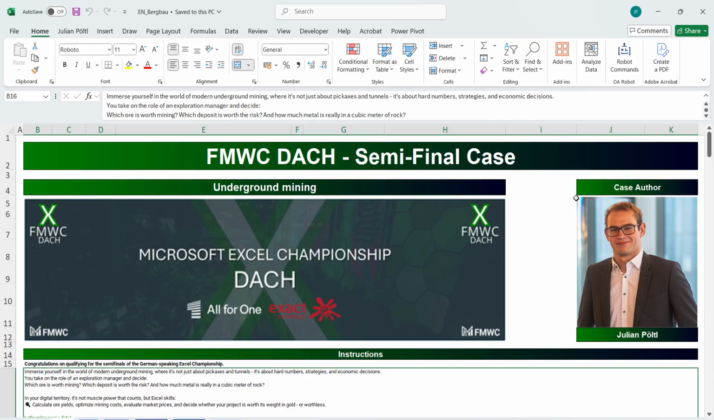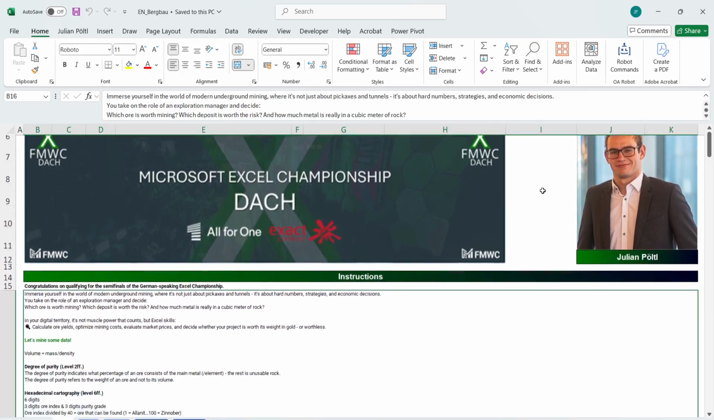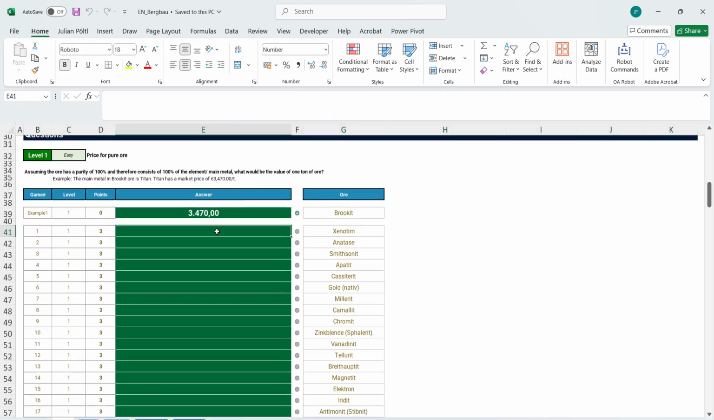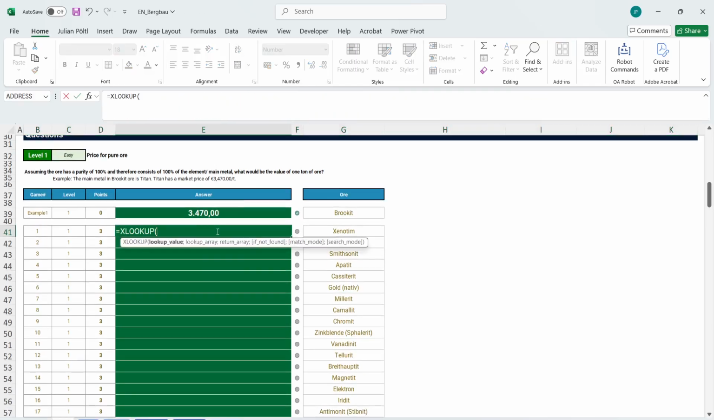Even then, it is taking the Excel pros more than 30 minutes to solve, and here I can somehow say that my case broke them, but understandably, as you will see here. So here's some introduction, I skip over that. This is a nested XLOOKUP.